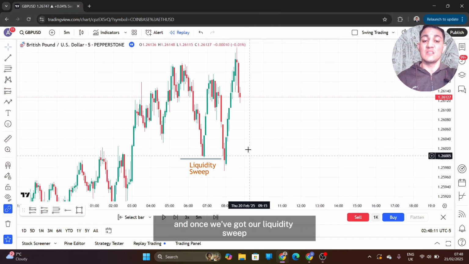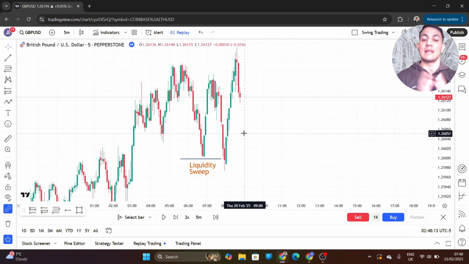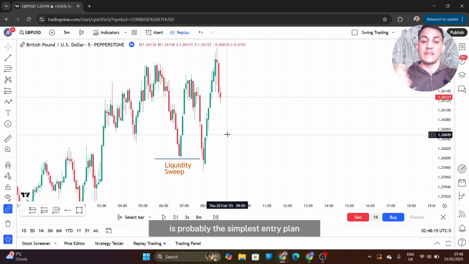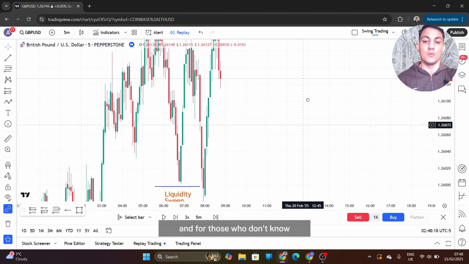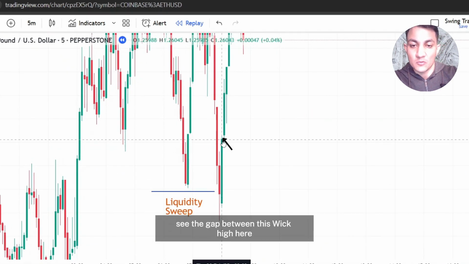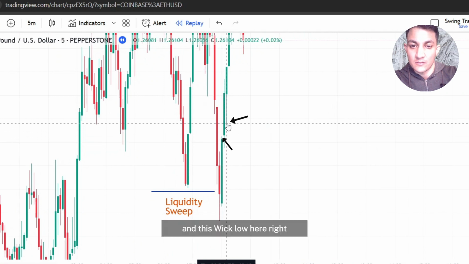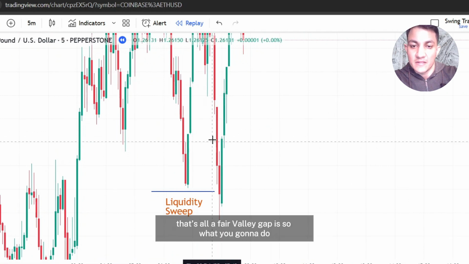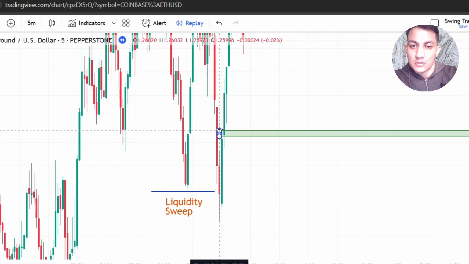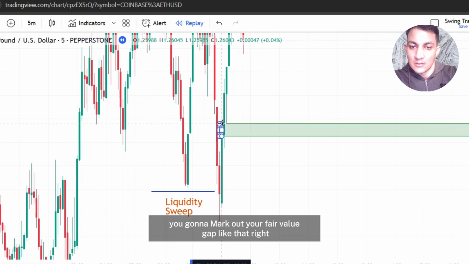And once we've got a liquidity sweep, all we need is a simple entry pattern. Now, I think a fair value gap is probably the simplest entry pattern. And for those who don't know, fair value gap is literally, you see the gap between this wick high here and this wick low here, right? That's all a fair value gap is. So what you're going to do is you're going to mark out your fair value gap like that, right?